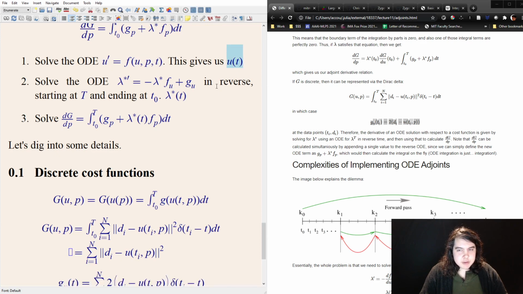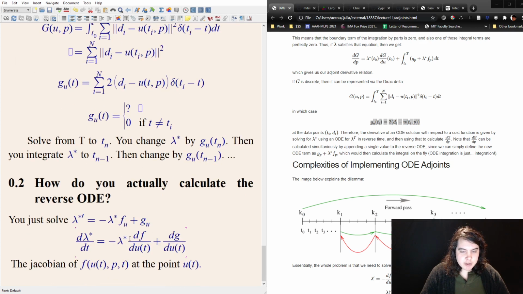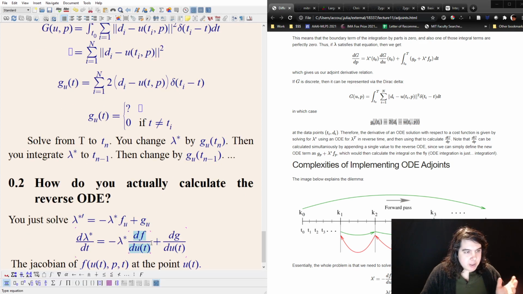So this is actually where a lot of implementations can start to differ, and there are different reasons. In a different part of the course we can come back to why this is the case, and I might do a separate video just about this topic because it's particularly interesting. But essentially, you need to know u of t in order to calculate this ODE for lambda star. So what are we going to do?